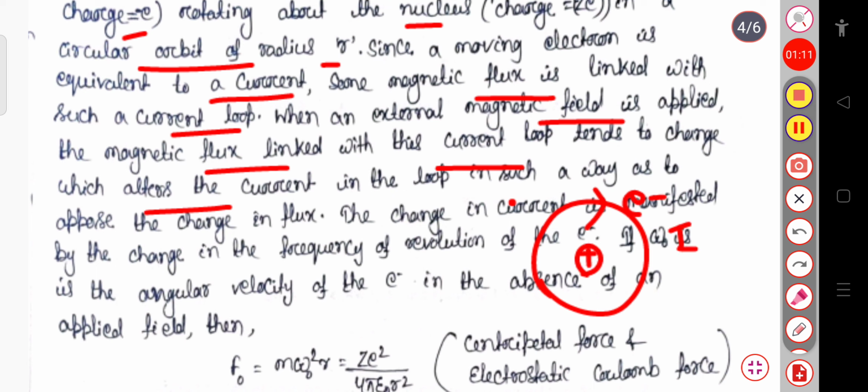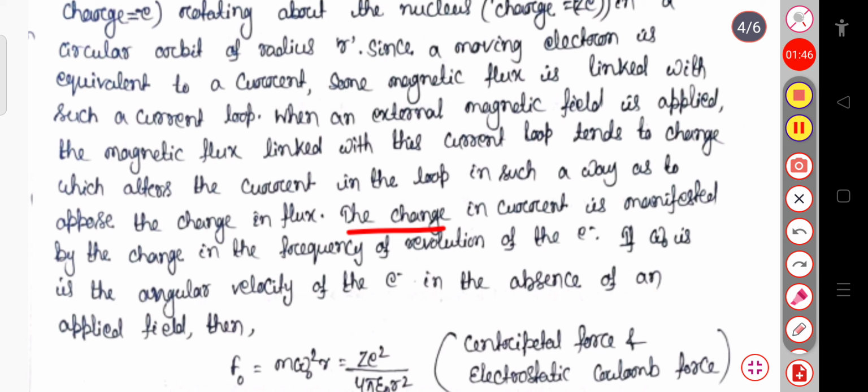If we apply some external magnetic field, suppose B, to this circular loop, then what will happen? It will tend to change this current flow, or we can say that if we apply this magnetic field, it will try to oppose the magnetic flux that is linked with this loop. So the change in the current is manifested by the change in the frequency of the revolution of the electron.